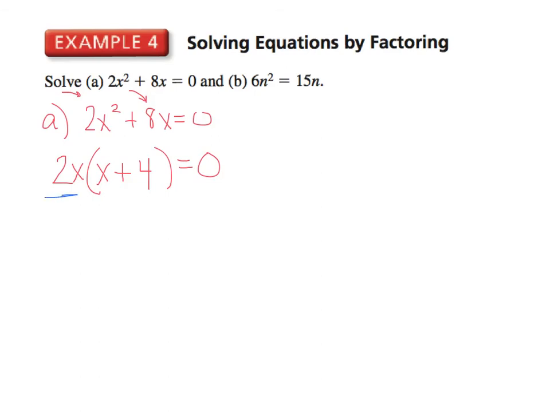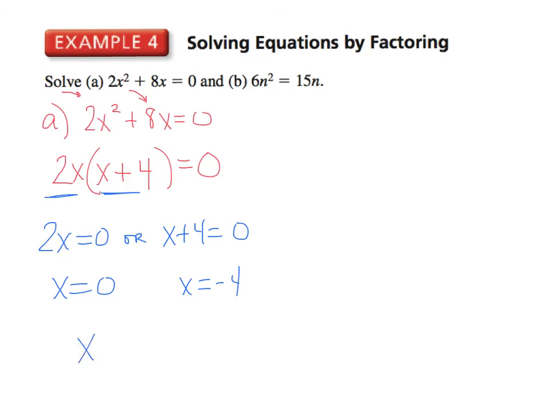Now we solve this using what we did. We take each of these and set them equal to 0. 2x equals 0, or x plus 4 equals 0. I divide both sides by 2, that gives me 0. I subtract 4 on both sides, I get negative 4. So my roots, my solutions, are 0 and negative 4.